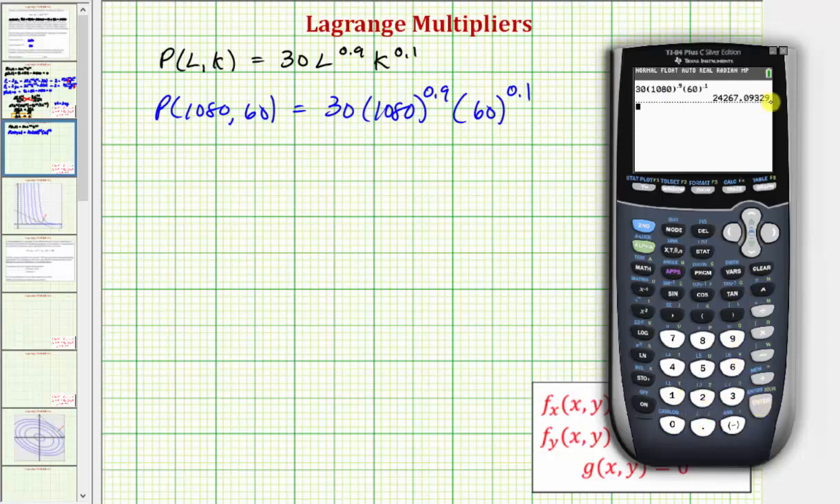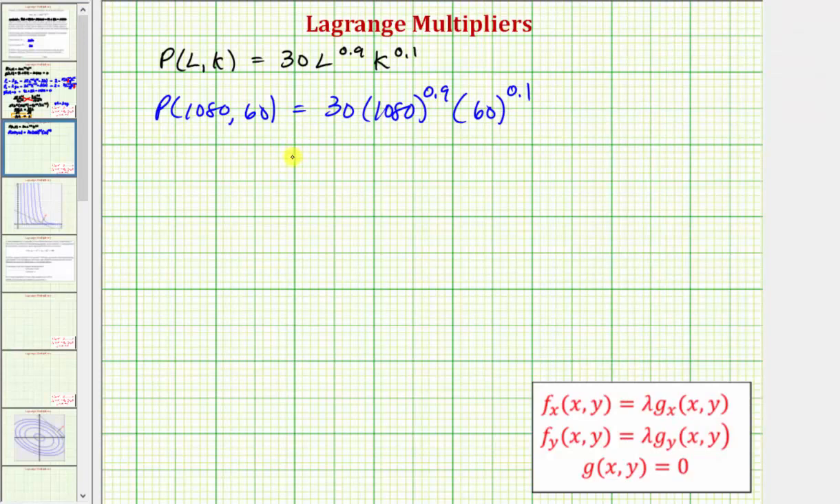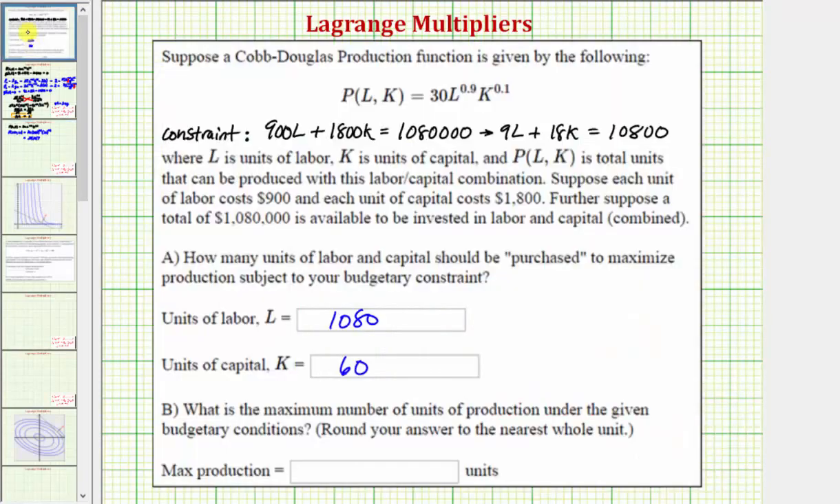Rounding to the nearest unit and rounding down, we'd have 24,267. Which means, under these constraints, the maximum production, again, is 24,267 units. Before we go, though, let's take a look at what's happening graphically.